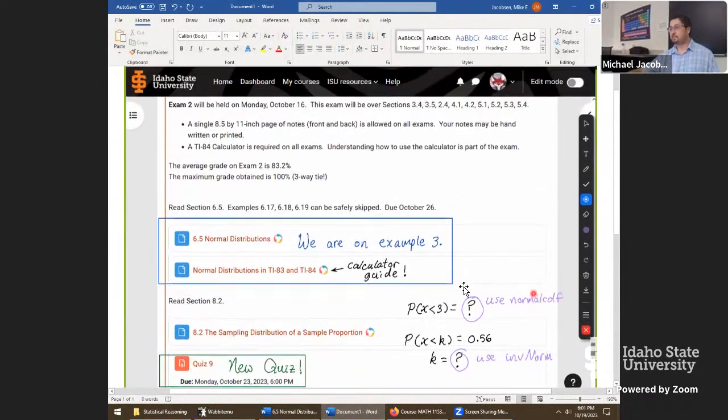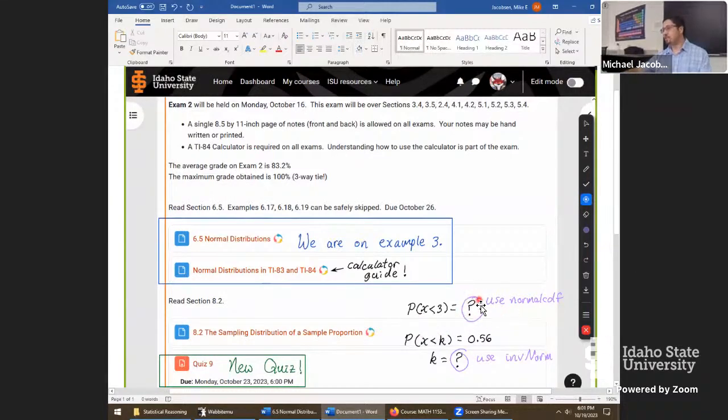This is essentially in my announcements. We're still in section 6.5, but I intend to complete it today. Well, we will complete it today. It's a group effort. I also posted this calculator guide right here. So if you're working on WebAssign, doing a quiz problem and so on, or just studying, you can always go right here if you're not sure just the right order to put in the information in the calculator. And it really comes down to this.